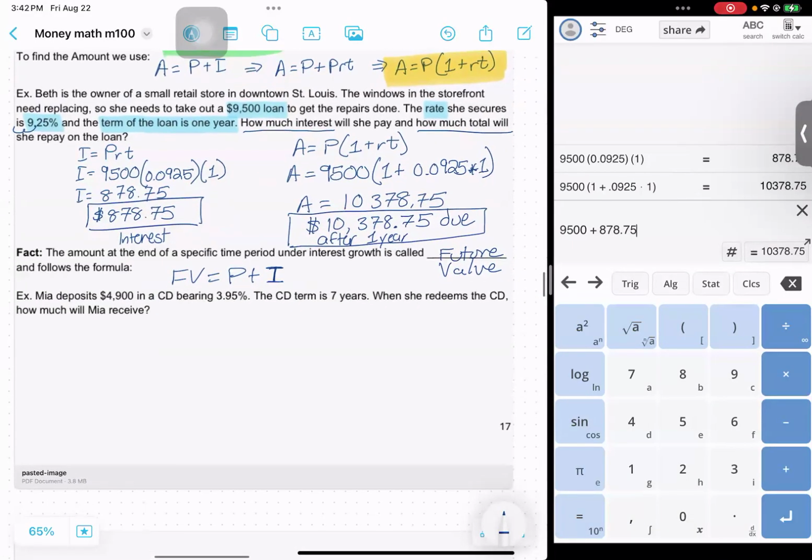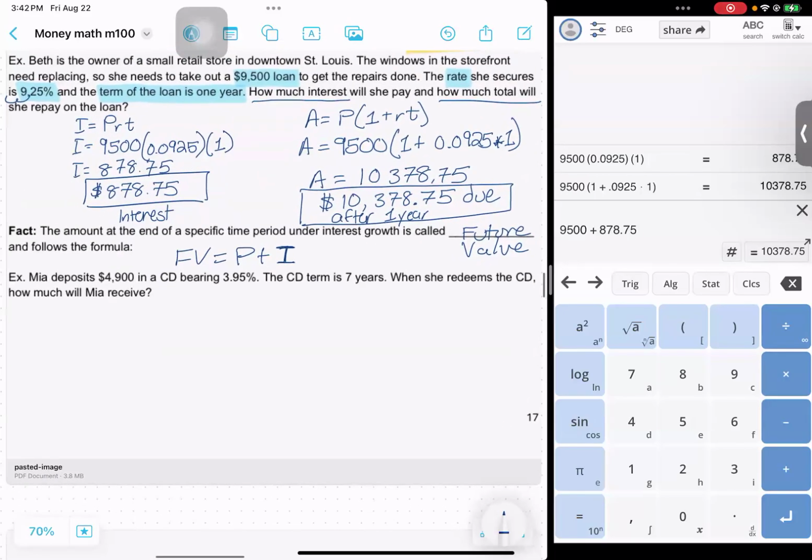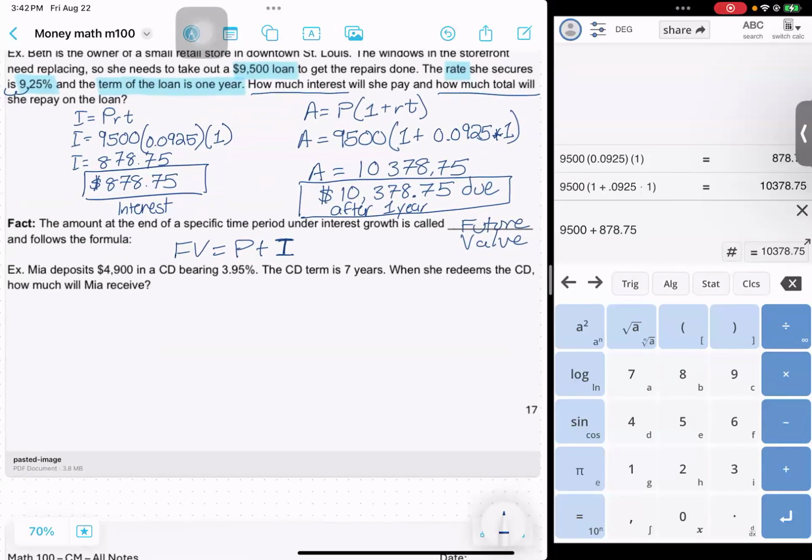Now, if you haven't heard of a CD, CDs are pretty cool. CDs are certificates of deposit where a bank agrees to take your money and then pays you back for being able to use your money. So let's go ahead and get a highlighter here. Mia deposits $4,900 in a CD bearing 3.95%. Now, what's nice is that a CD guarantees that growth.